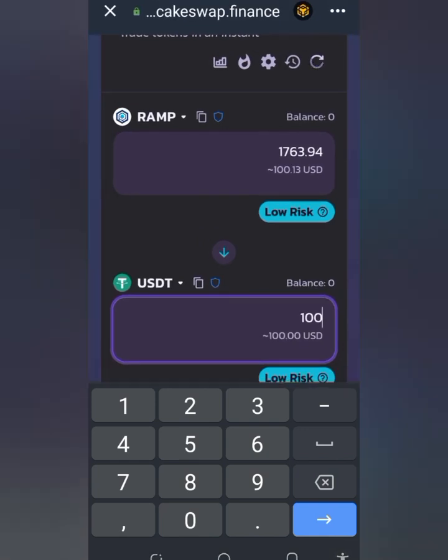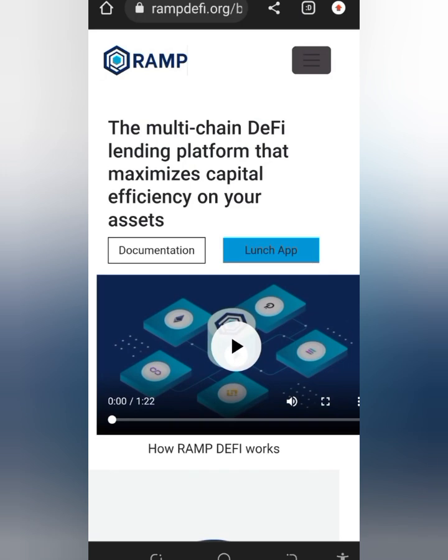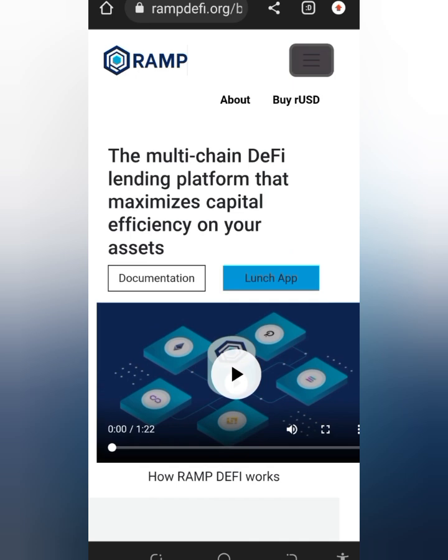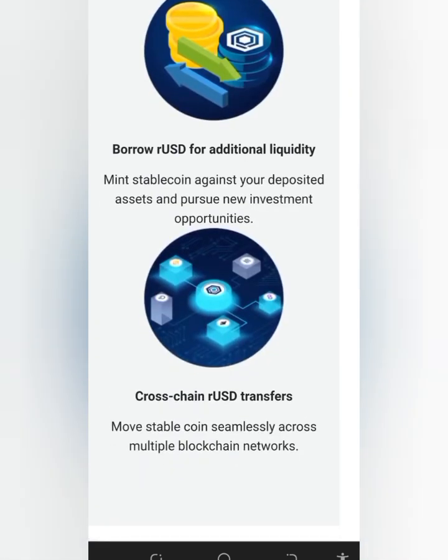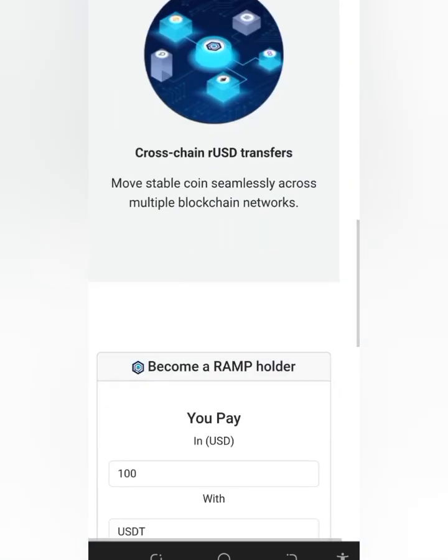But what we're going to be doing here is actually the opposite. We're actually going to be selling the RAMP. So first of all, we need to go over to the RAMP website. As you can see here, it's called rampdefi.org. Okay, and then you select buy USD. So it's the RAMP USD that we are buying. We're buying the RAMP itself. Okay, but that's how they put it.